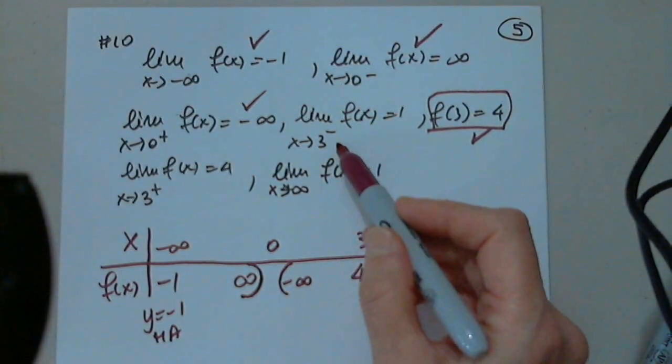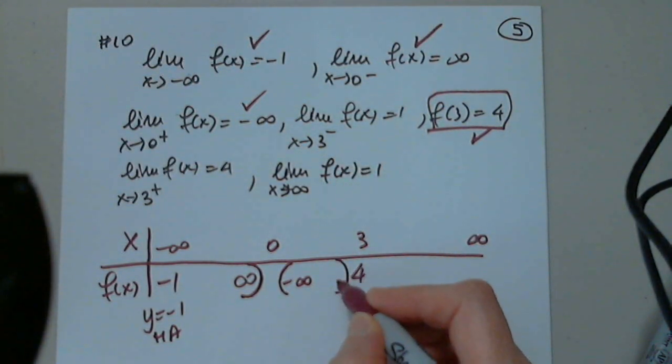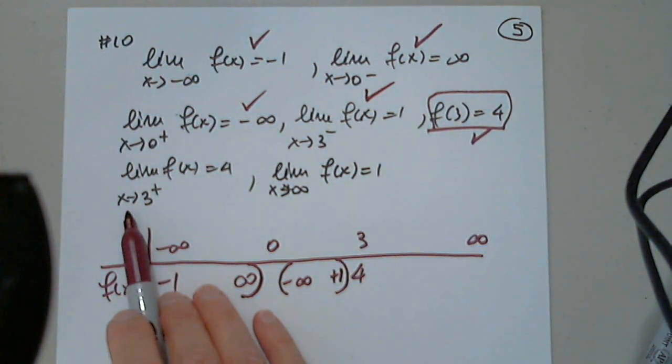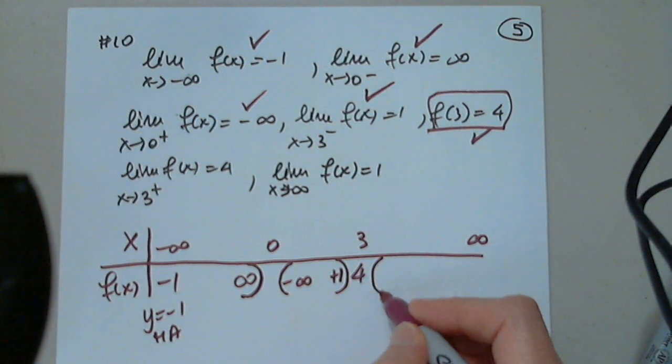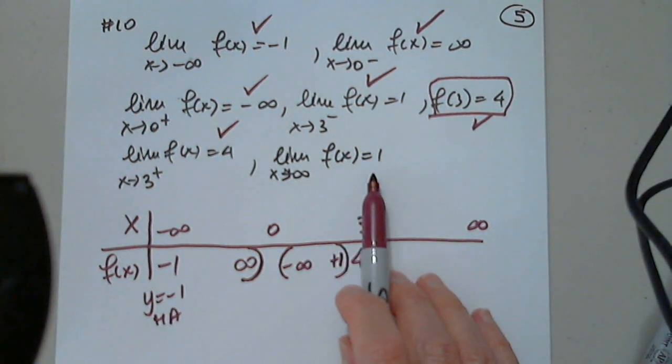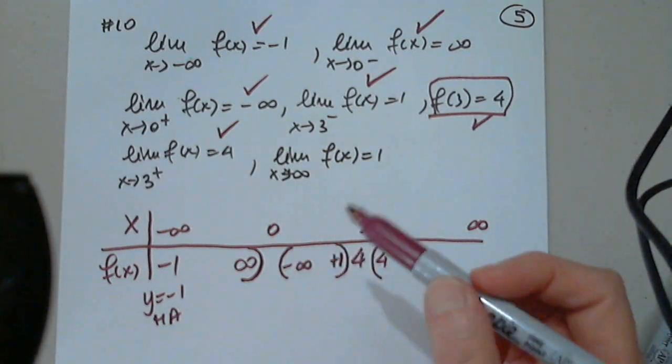At 3, 3 from the left is 1. Okay, done. From the right of 3 is 4. Done. And finally, the limit as x approaches 1 from either side is infinity.